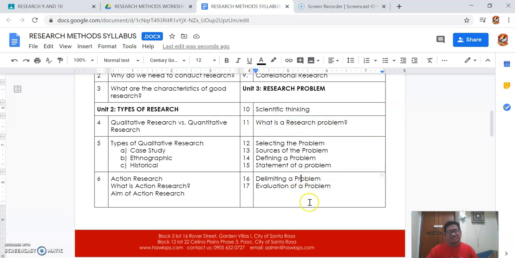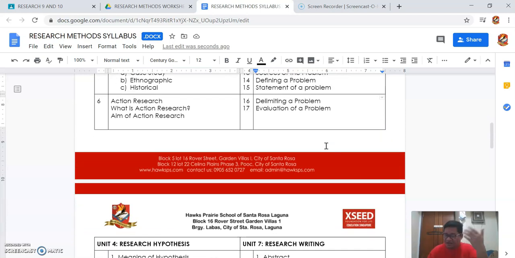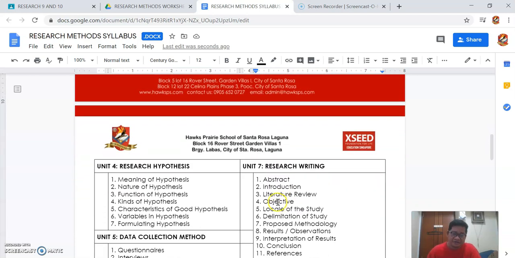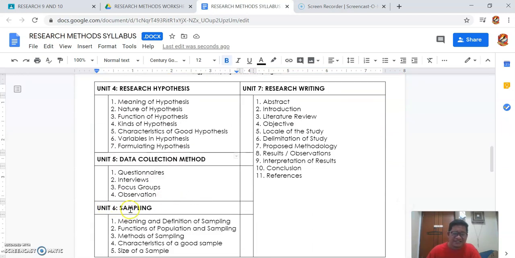So as we discuss this one, little by little, you are actually developing your own research studies. Like at the end of the course, as long as you follow all the steps that I'm gonna ask you to do, then at the end you would be able to come up with a wonderful thesis. All right, and then you have the unit 4 about research hypothesis, and unit 5 the data collection method. Unit 6 is sampling.